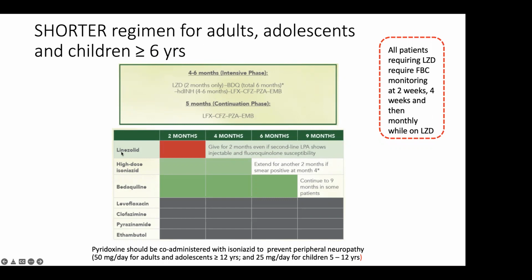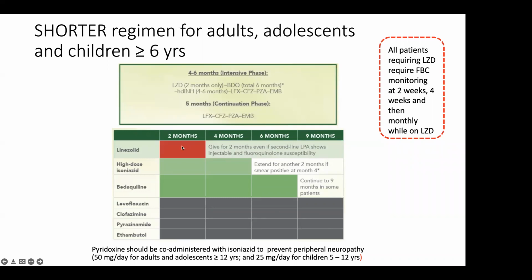Usually, the short regimen has linezolid for 2 months, right? If everything goes well at 2 months, you stop it right there. And as long as a patient is on linezolid, we must always check their HB every month. Very important. High dose INH for 4 months, bedaquiline for up to 6 months, and then your continuation phase will be levofloxacin, clofazimine, pyrazinamide, and ethambutol, right?